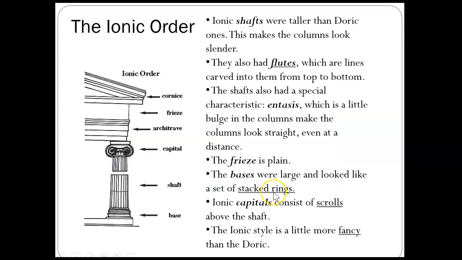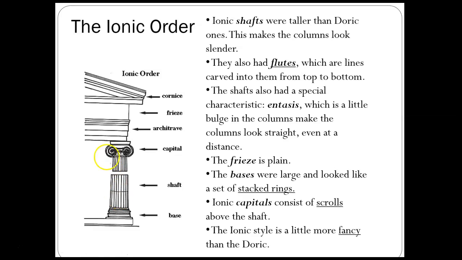Okay. The Ionic order. Ionic shafts are taller than Doric ones. This makes them look more slender. They also had flutes, which are lines carved into them from top to bottom. So that's going to be these lines. They have a little bulge in them, with this part being bigger than this part. The frieze is plain, so really nothing up here. The bases were large and look like stacked rings. So right here you can see that's different from the previous one we looked at, which had no base and just faded into the step.